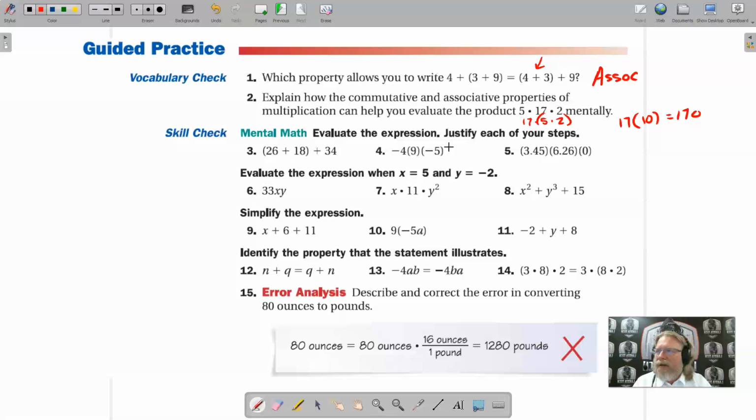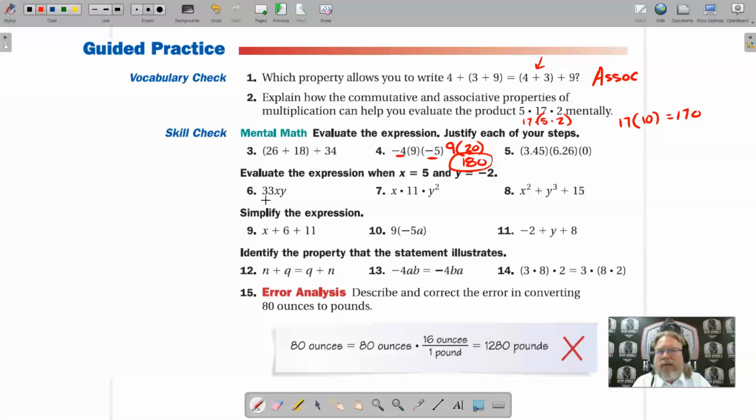Some mental math here. This is pretty much what we had. Let's just do one of them. So we could take the -4 and the -5, and through some associative and commutative properties, we could go ahead and multiply those together, and we'd have the 9. And then we need to multiply that times the product of -4 and -5. Negative times negative is positive, so this is going to be a positive 20. And then 9 times 2 is 18, and throw that 0 on the end, we would have 180.